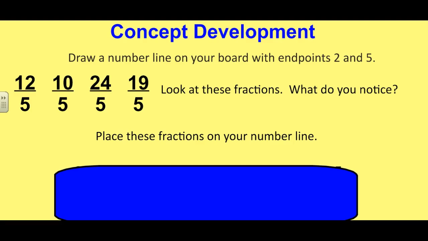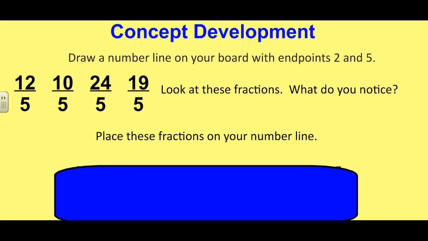Okay, so your new number line is going to have the endpoints of 2 and 5. So our whole numbers are going to be 2, 3, 4, and 5. So you got to make sure that those numbers are evenly spaced out on your number line. And then when you look at these fractions, you notice that they all have a denominator of 5. So in between all of your whole numbers, you're going to have 5 equal parts in your whole.